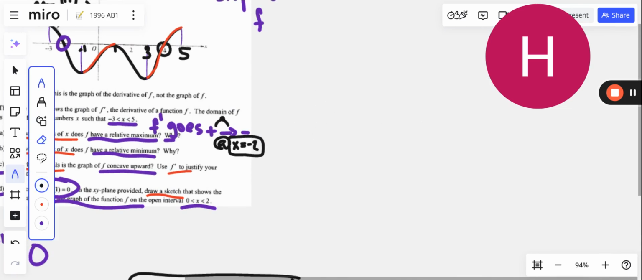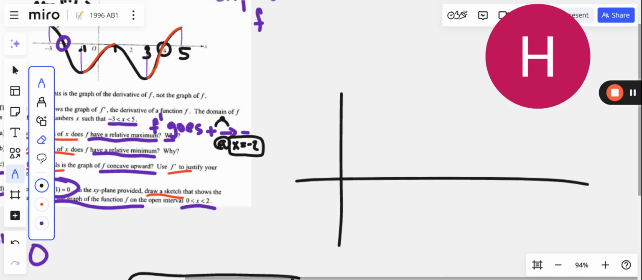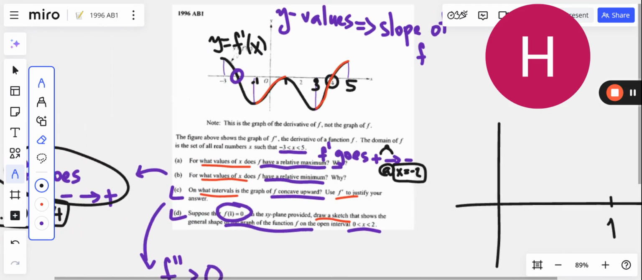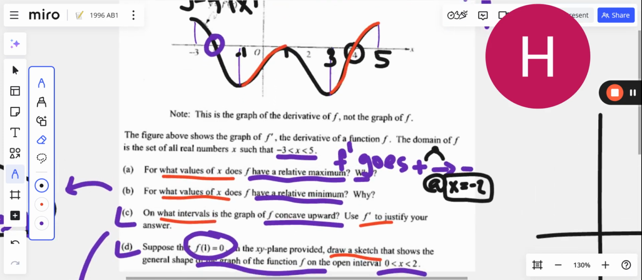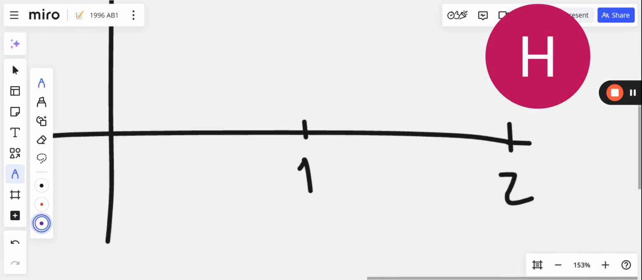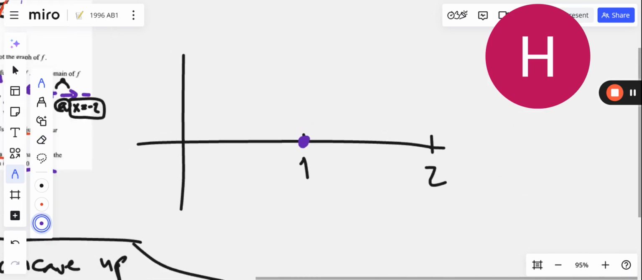Let's change this. Let's just have this go. This will be 1, and this will be 2. Okay, so what do we know is special about this? We know that f of 1 is 0. Pretty easy. So that's correct for sure.